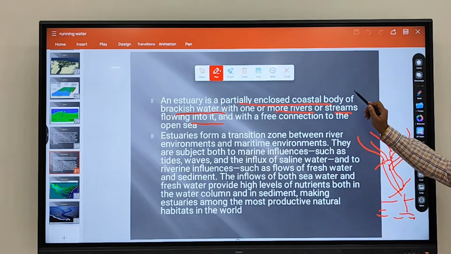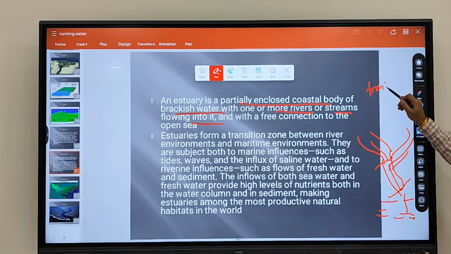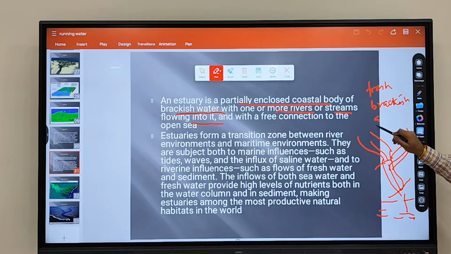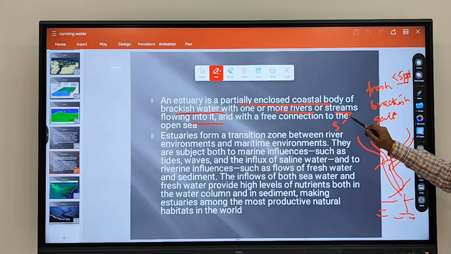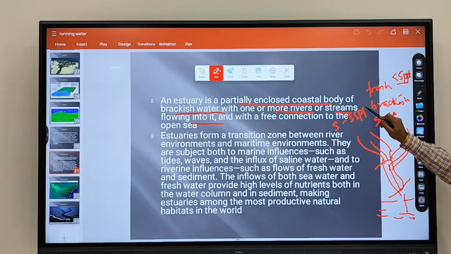And there are three types of water. We call them fresh water, brackish water, and salt water, depending upon salt concentration. If the salt concentration is less than 5 parts per thousand, 5 ppt, then it is called fresh water. If it is between 5 and 35 parts per thousand, it is called brackish water. If it is greater than 35 parts per thousand, it is called salt water. So three types of waters are there.